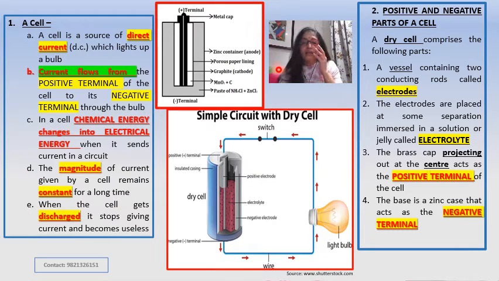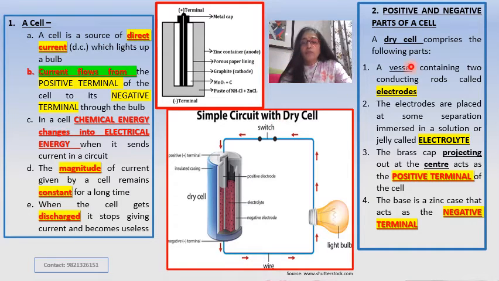If you look at the cell, what are the parts of a cell? The positive and the negative parts of a cell. A dry cell comprises the following parts. First is a vessel. This is the vessel containing two conducting rods called the electrodes. So you have these two, look at this rod. This is the conducting rod, or these two rods here. They are called the electrodes. Here it is a zinc container. It's given a zinc container.